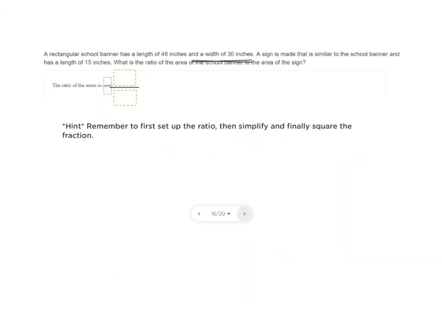All right, question number 16. A rectangle school banner has a length of 48. I'm just going to draw a picture here. And a width of 30. A sign made that is similar to the school banner has a length of 15. What is the ratio of the area of the school banner to the area of the sign?